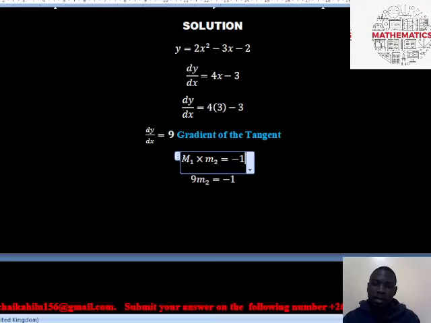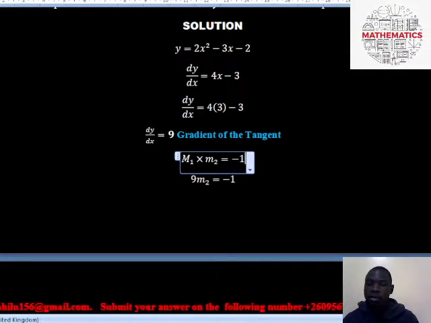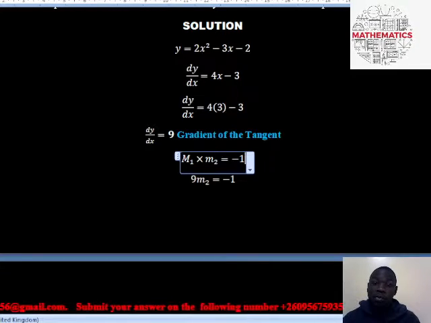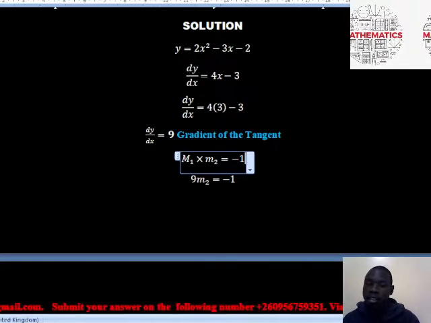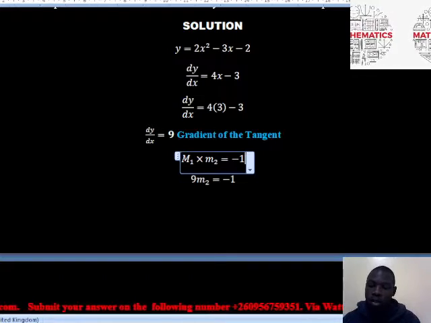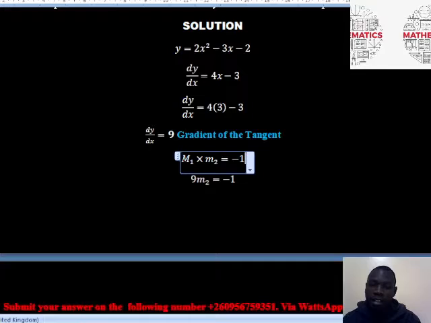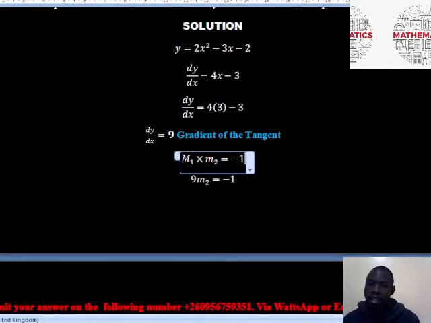M1 times M2 is equal to negative 1, where M1 represents the gradient of the tangent and M2 represents the gradient of the normal. I repeat, M1 represents the gradient of the tangent, M2 represents the gradient of the normal.